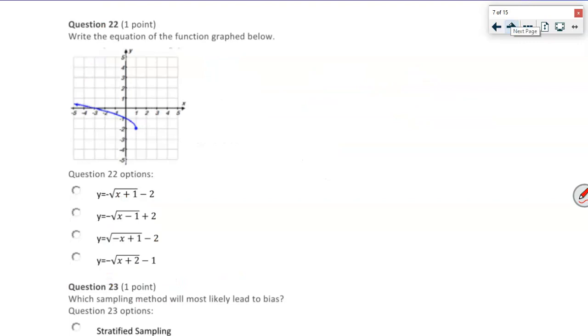All right, question 21 says, write the equation of the function graphed below. So on this one, I want you guys to first see what the equation is of a square root function. So that's what it would look like, okay? So if that's the original function, what we want to do is look at what happened to this graph. Well, I can tell by looking at this graph it reflected across the x-axis.